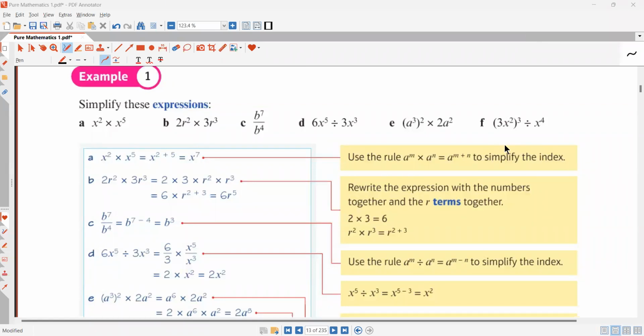Start recording. So most of you were able to do A, B, C, D, and E properly. It's the F part that some of you are struggling with. So let's do the F part then.